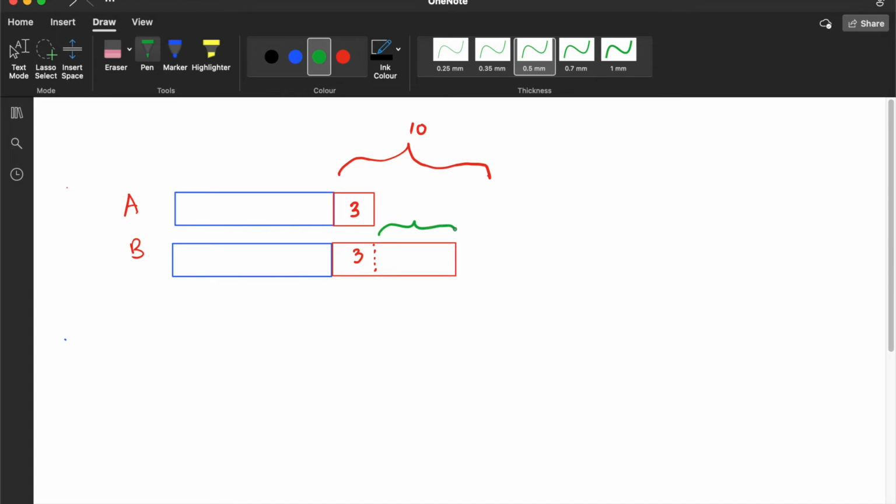It will be this part. So what is that part? This is actually 7, or 10 minus 3. And since we are only interested in this green part, we have to subtract this additional 3 here. So this is actually 10 minus 2 times 3, or 10 minus 6, equal to 4.